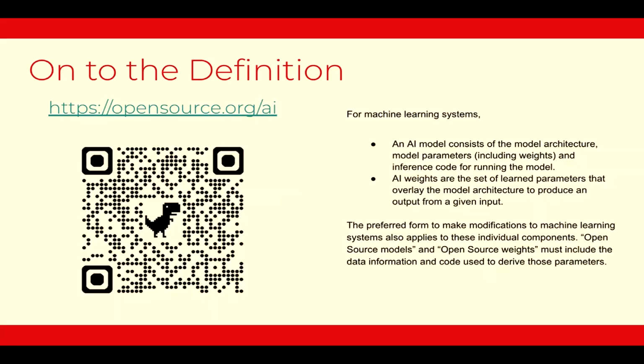And again, that's pretty much the end of the clauses. This just goes on to define an AI model as consisting of the model architecture, parameters including weights, and inference code for running the model, and goes on to define the weights. So that's really the philosophy behind this.